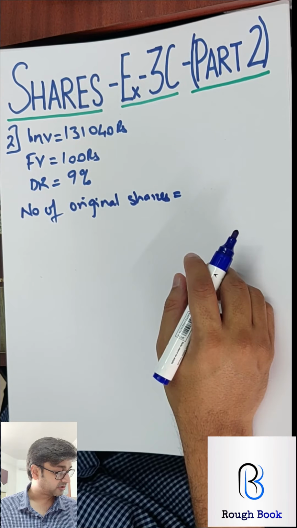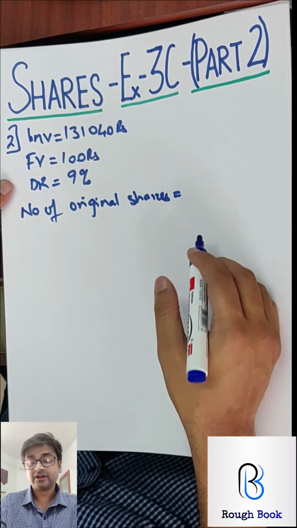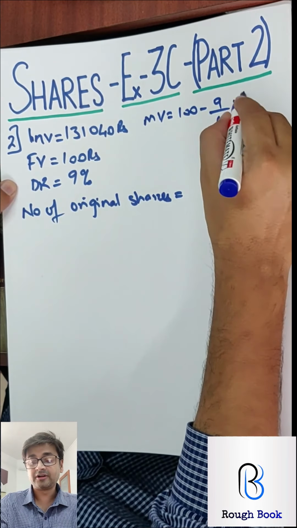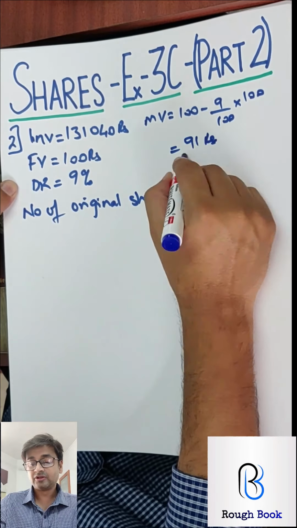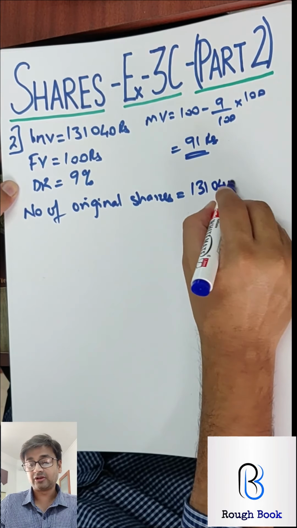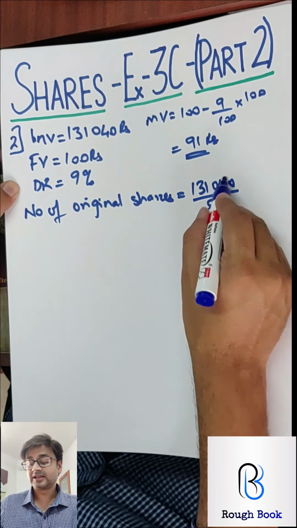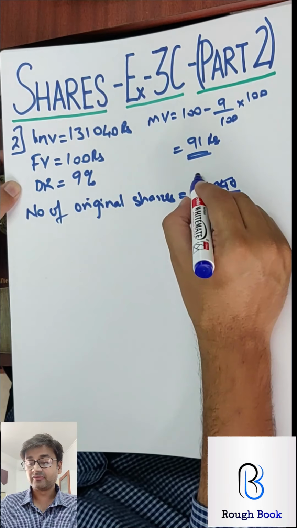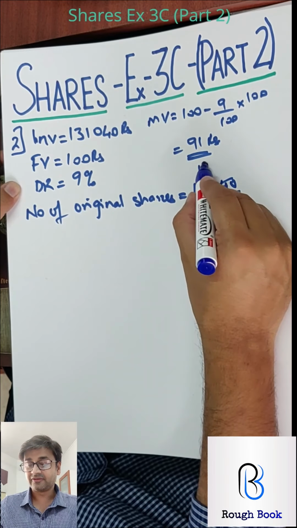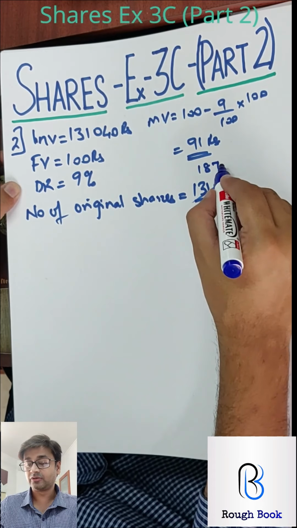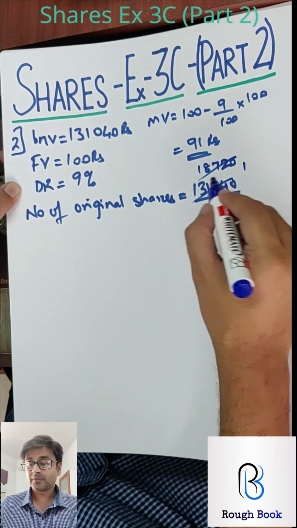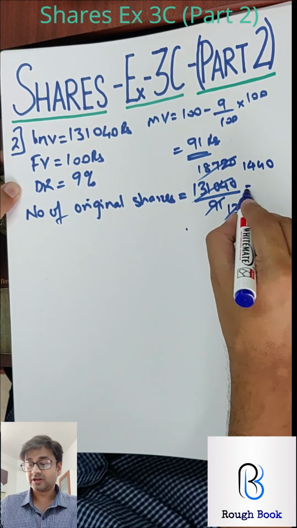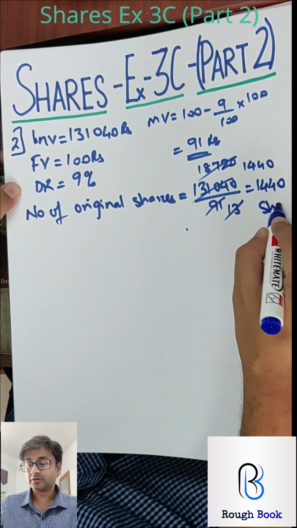Mrs. Kulkarni invests this much in buying 100 rupees shares at a discount of 9%. So my market value is going to be 100 minus 9% of 100, so that should be 91 rupees. So original number of shares is 1,31,040 divided by 91. Let's cancel it. So original number of shares is 1440 shares.